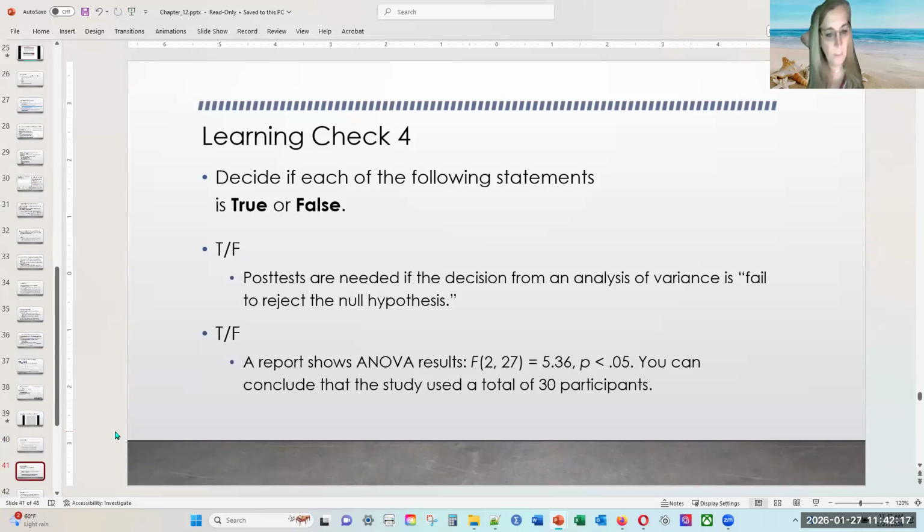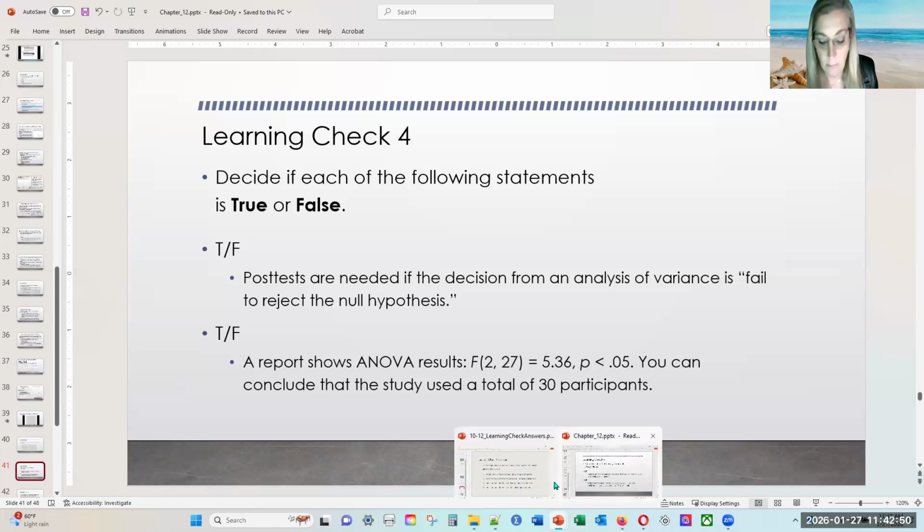Also, is it true that post hoc tests are needed if the decision from an analysis of variance is fail to reject the null hypothesis? Also, is it true that if a report shows ANOVA results of F equals 5.32 with degrees of freedom of 2 and 27 and p less than 0.05, you can conclude that the study used a total of 30 participants?